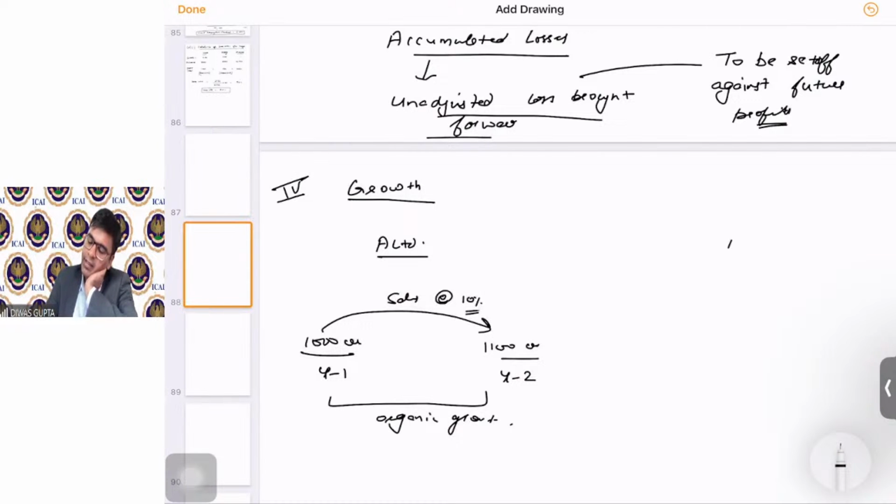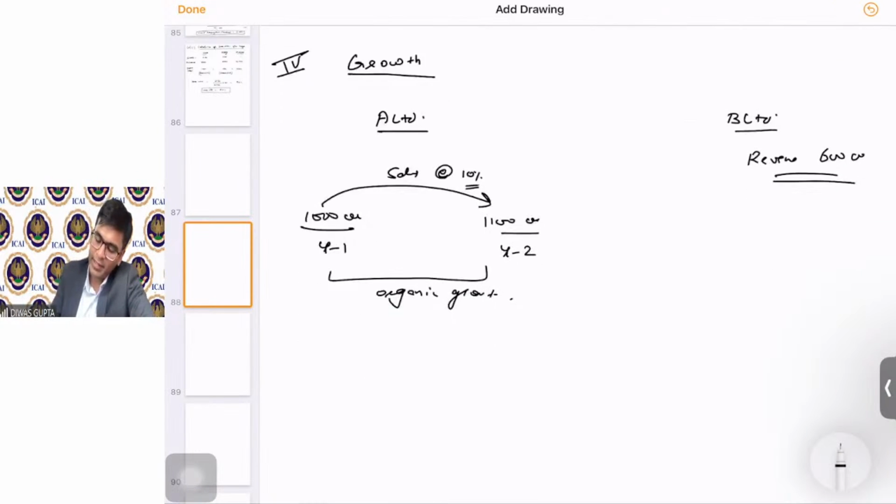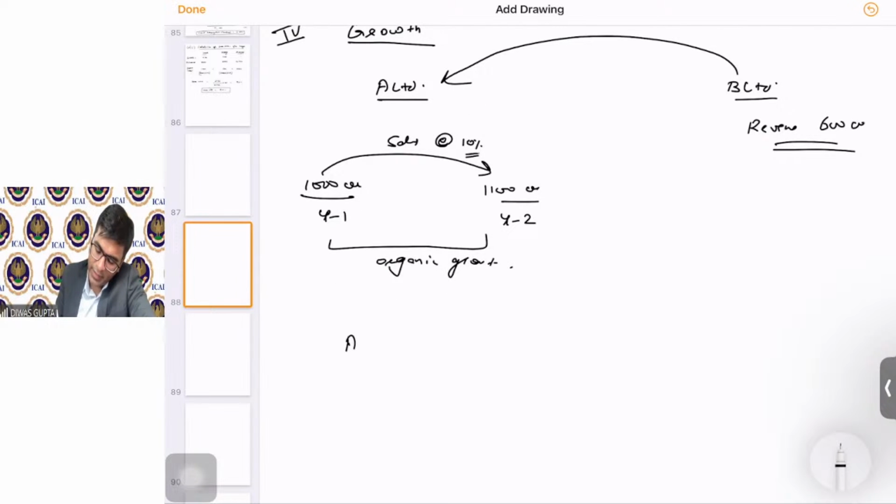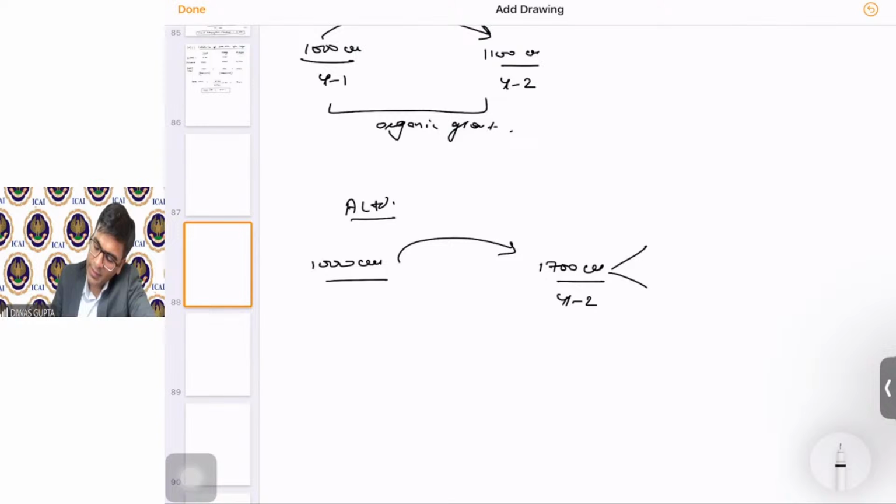Now there is another company called B Limited, which is having a revenue of 600 crores that it is generating, right? Now, if A Limited wants to secure a very good amount of growth, then what A Limited will do is, let's say, ask B Limited to merge in itself or acquire B Limited. Now, A Limited growth, how will it look like? 1,000 crore for year one will directly move to 1,700 crore for year two once it acquires or merges, right? So in this, 100 crore is coming because of the organic growth and 600 crore is coming because of the inorganic growth.